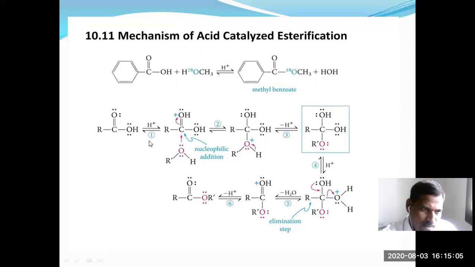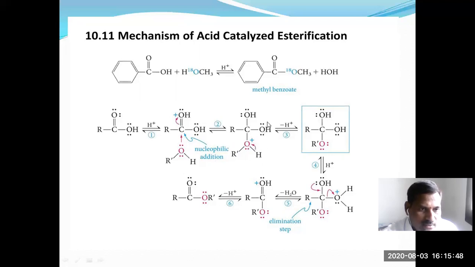So in this mechanism, for the carboxylic acid, in the first stage protonation takes place. The lone pair of oxygen donates its lone pair of electrons to H plus, so oxygen has a positive charge. In this stage, the alcohol acts as a nucleophile. This nucleophile adds to the carbonyl carbon. After that, oxygen has a positive charge.